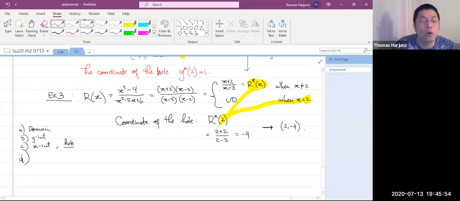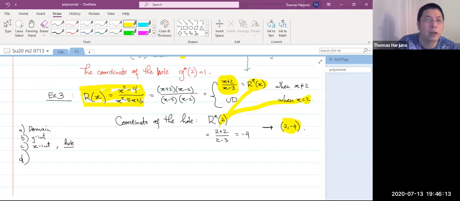Oh, by the way, going back to example 3, when I graph this function later on, what I actually do is graph R star, and then I remove this coordinate. I make it a hole. Don't worry, we'll be back there.